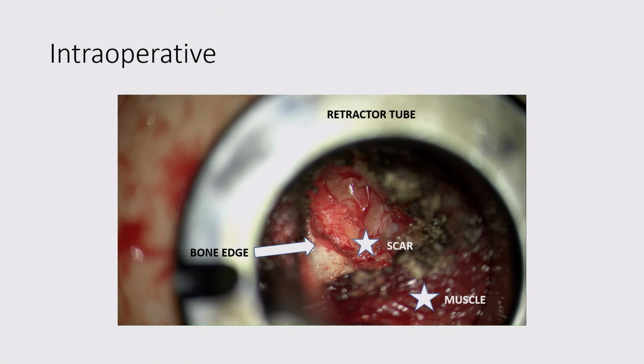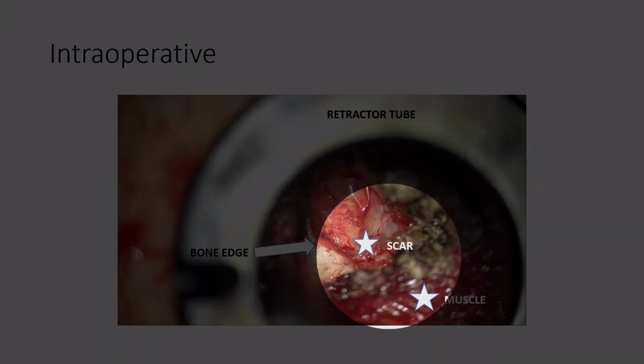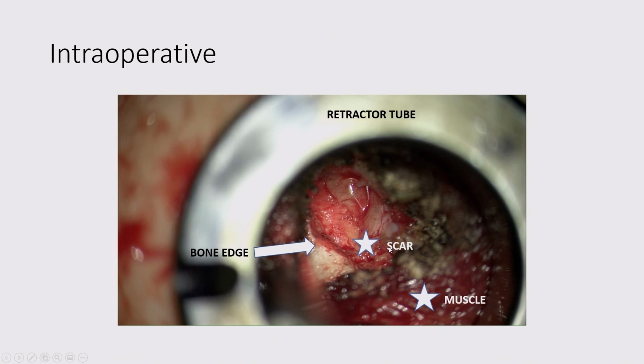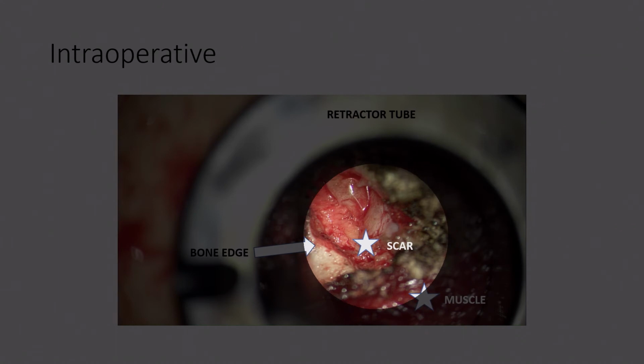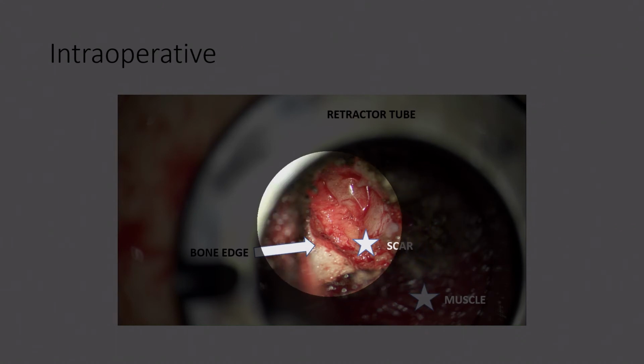So this is the next step. The ring that you see is the retractor tube, and I'm actually looking down the retractor tube toward the spine. This opening here is about 18 millimeters, so it's less than an inch wide. And what you can see here is the initial view before I've really done a whole lot.